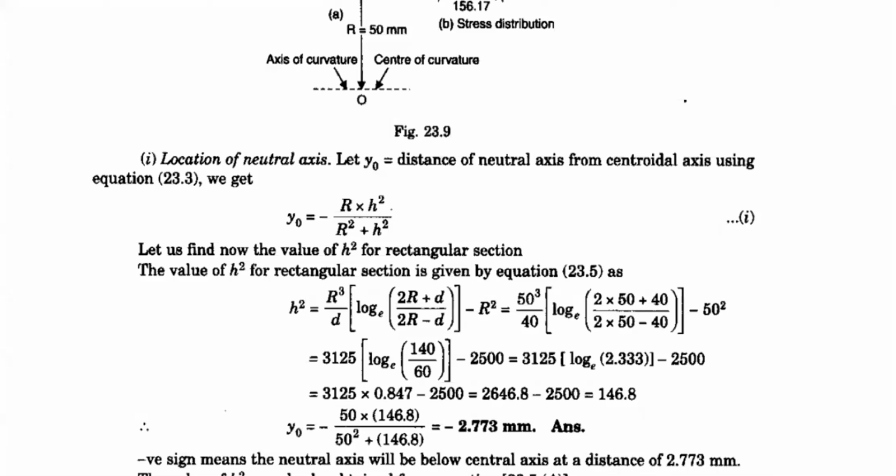Right, anyway, no problem. The minus value will be there, no problem. Now please observe the equation 23.5. The 23.5 equation is available in your rectangle section derivation, on page number 10.